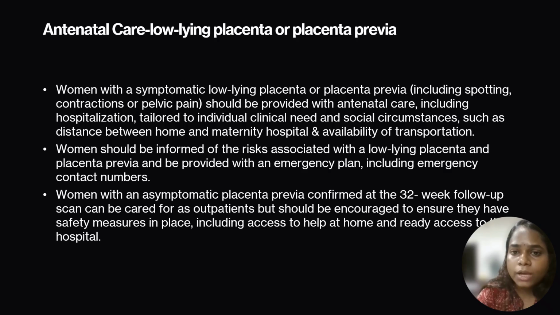Women with symptomatic low-lying placenta or placenta previa should be provided antenatal care like hospitalization, based on individual clinical need and social circumstances like distance between the home and hospital, transportation and all. Women should be informed of the risks associated with the low-lying placenta, like the bleeding risk, when to go for emergency, contact numbers and all. Women with asymptomatic placenta previa confirmed at 32 weeks, follow-up scan should be done as outpatient but should be encouraged to ensure that they have safety measures in place and access to help at home and are ready to access the hospital.